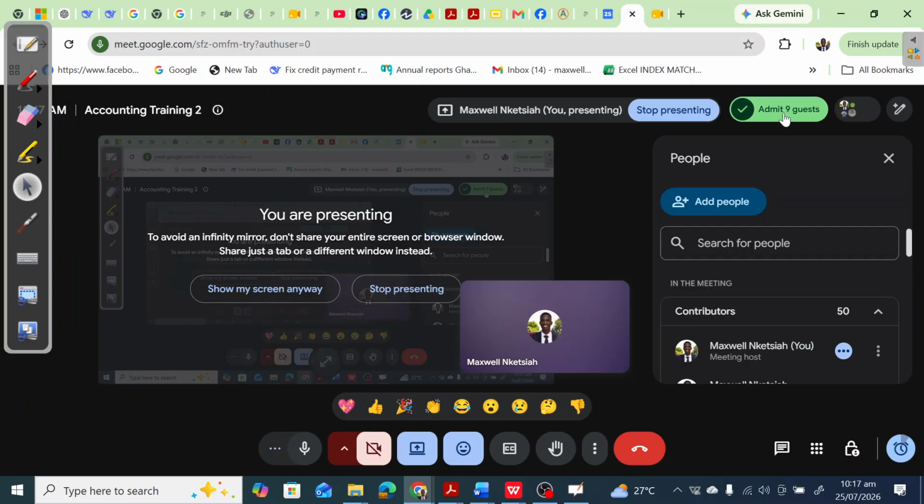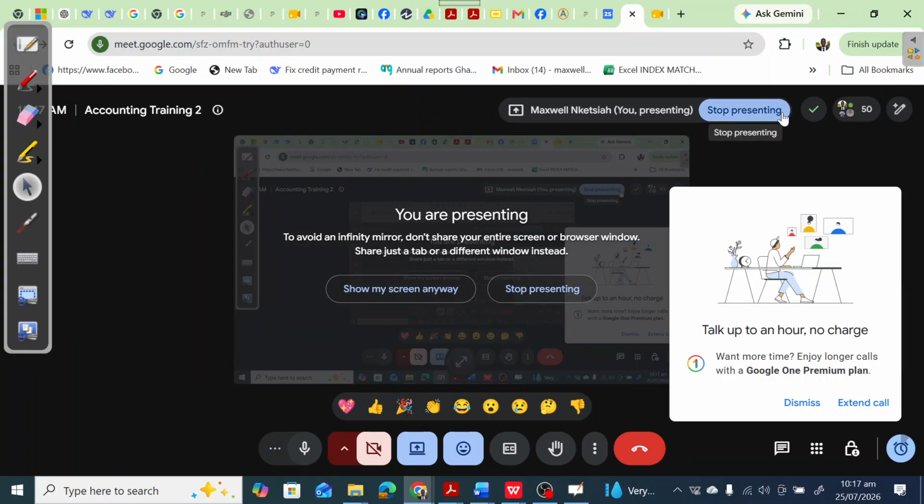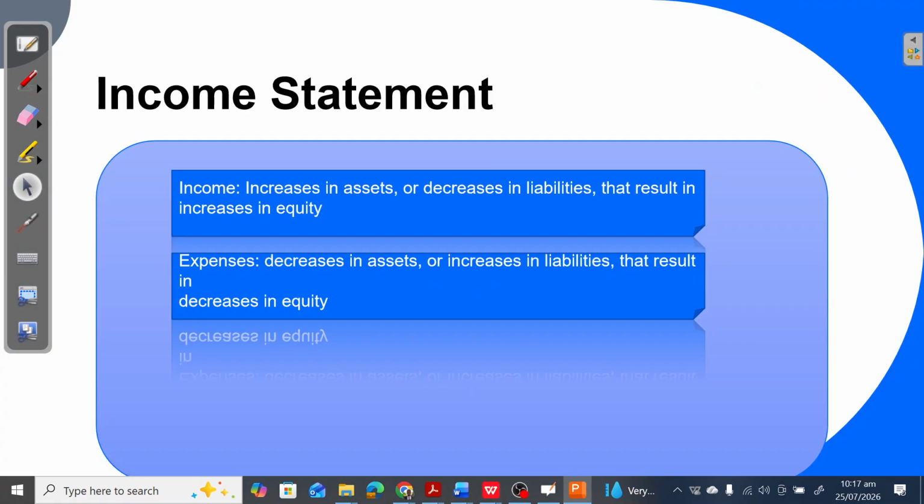Okay, income. What is it? Hello, sir. Yes, please. In my thinking, income is the money that an organization or an individual receives or earns. Okay, yes. Income is money or funds that an organization earns or receives. Yeah, that is correct. That's an inflow to the entity or the business or the organization.